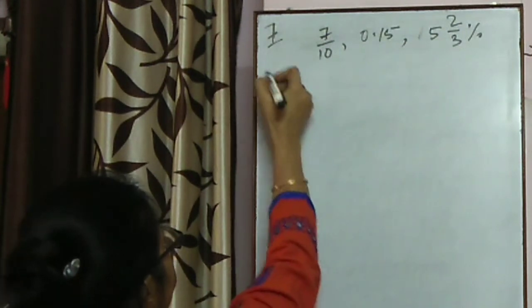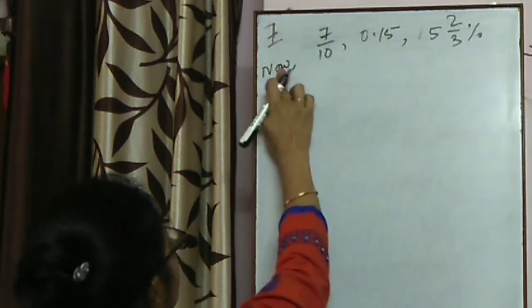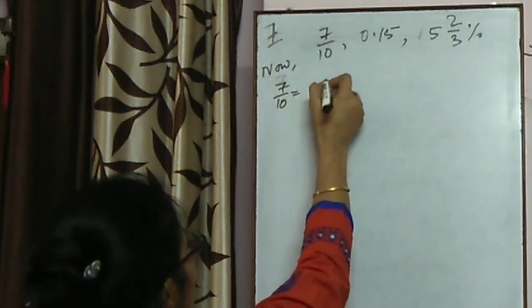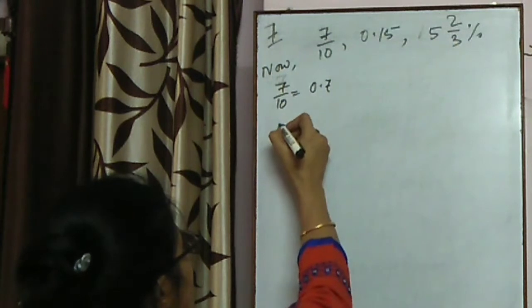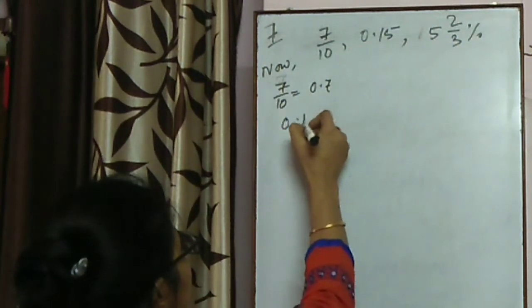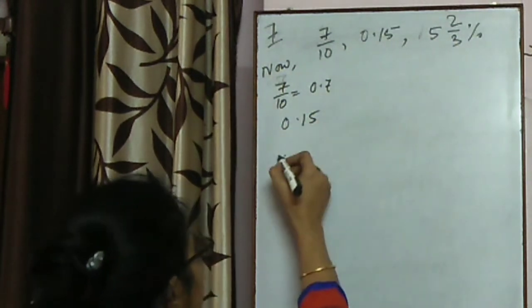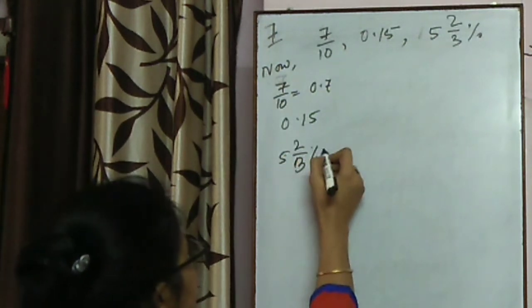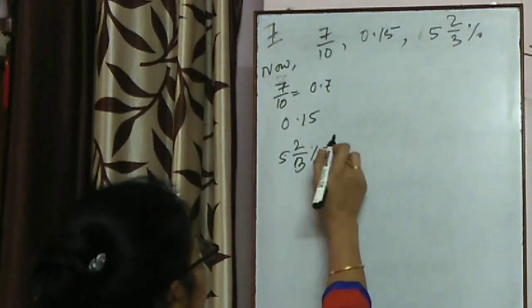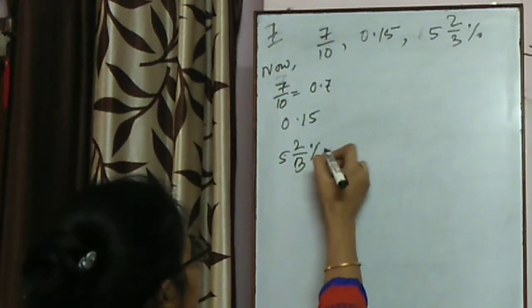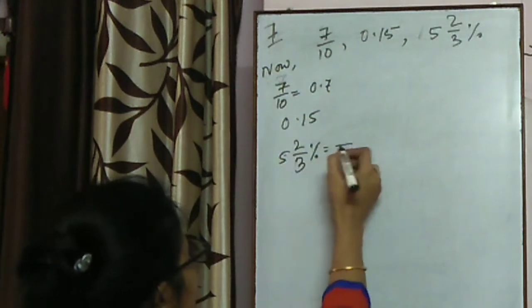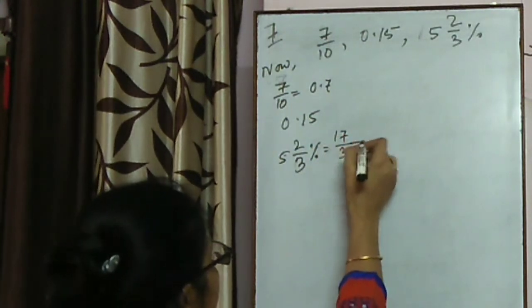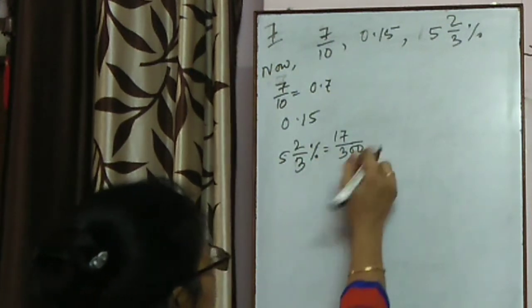So 7 by 10 is very simple, 0.7. Another number is 0.15. Third number, 5 2 by 3%. We'll make it as 5 3s are 15, 16, 17 by 100. This percentage will come down as 100.